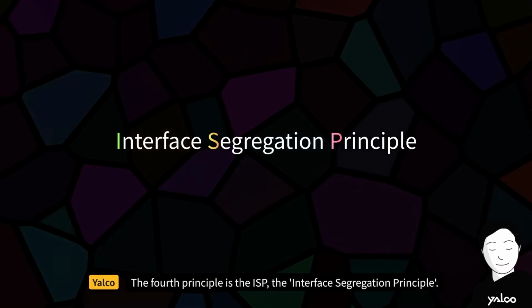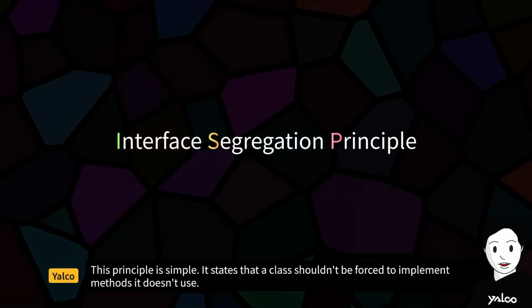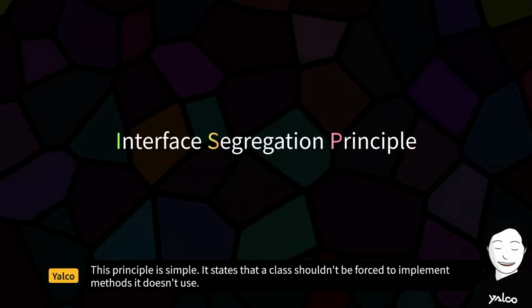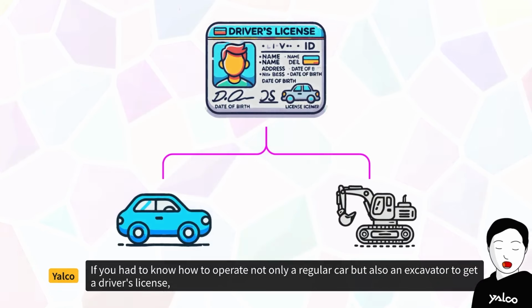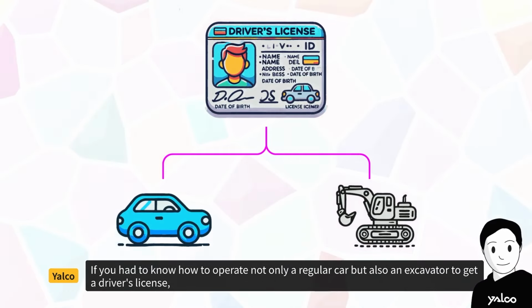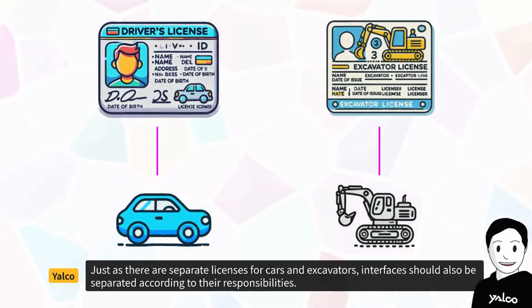The fourth principle is the ISP, the Interface Segregation Principle. This principle is simple. It states that a class shouldn't be forced to implement methods it doesn't use. In the last lecture, we said that an interface is like a certification. If you had to know how to operate not only a regular car but also an excavator to get a driver's license, most people who get their driver's license would have to learn how to operate an excavator they will never use in their lifetime. Just as there are separate licenses for cars and excavators, interfaces should also be separated according to their responsibilities.